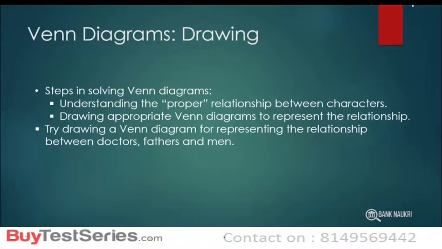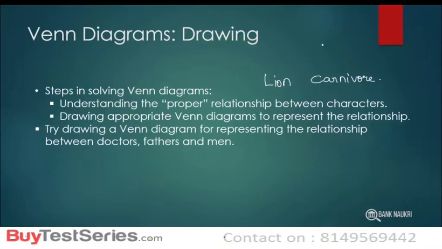In order to solve questions, you have to understand two important steps. One, understanding the proper relationship between characters. I'll give you two characters. The first character is a lion, the second character is a carnivore. How can you relate these two characters, these two terms, based on Venn diagrams?